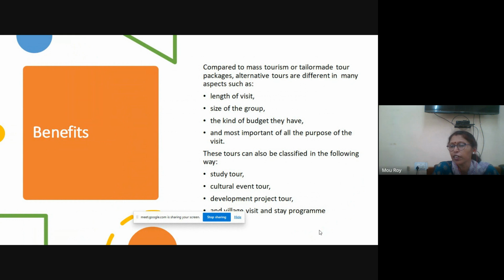Indian Railway Catering and Tourism Corporation, the tourism organization. So there are different types of travel agents who will make a tailor-made package for you.